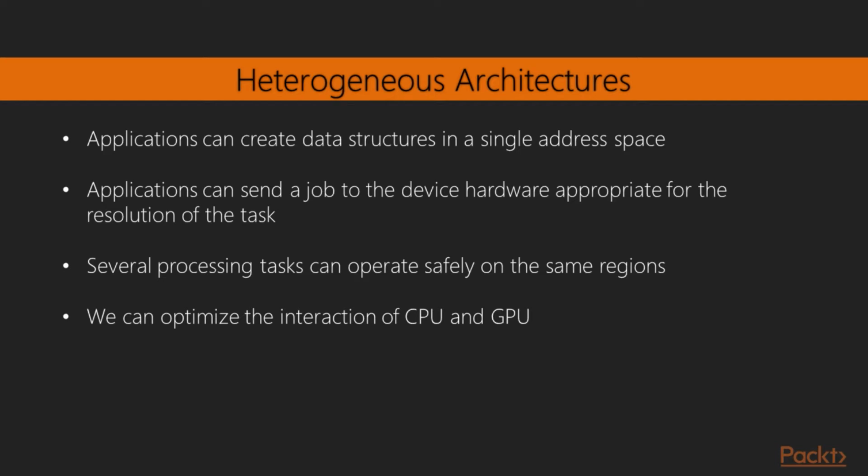Several processing tasks can operate safely on the same regions to avoid data consistency problems, thanks to the atomic operations. So, despite the fact that the CPU and GPU do not seem to work efficiently together, with the use of this new architecture, we can optimize their interaction with and performance of parallel applications.